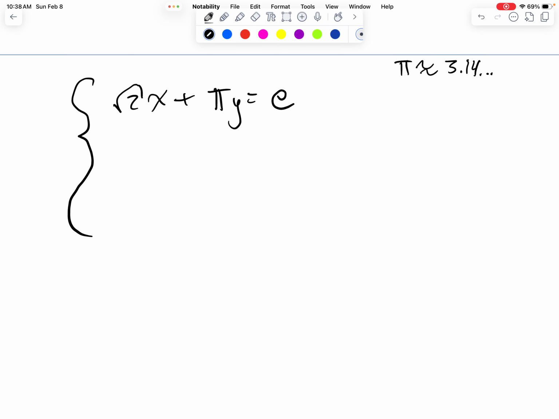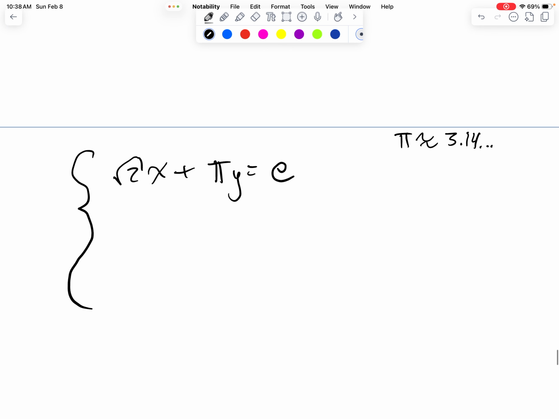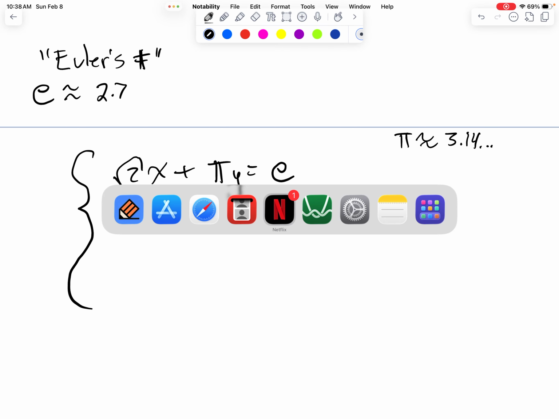Now y'all might not know E. What is E? It's not a letter. This is a symbol. It's called Euler's number. I know it looks like Euler, but it's Euler's number. It's like 2.7 something. It's kind of like pi. It's an irrational number. And side quest, very important.